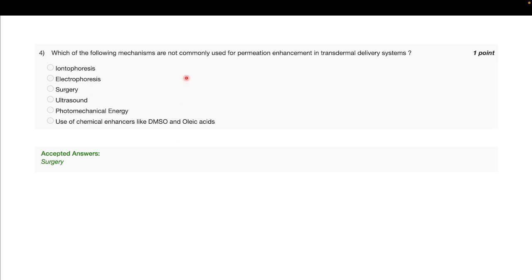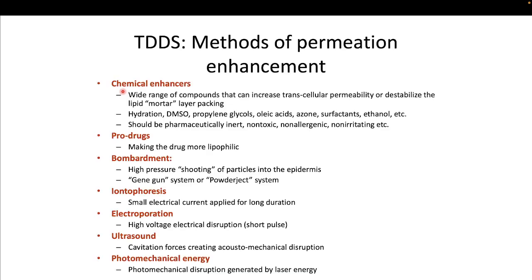So if you now see the question, it is asking us which of the following is not used for permeation enhancement in transdermal delivery systems. So the only thing that doesn't fit here is surgery. Surgery is not a bait, so you don't make a cut and put your drug there. That's not what the transdermal route is. So yeah, I hope this explanation is clear. Then we'll move towards the next question.